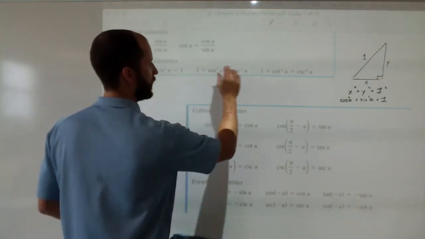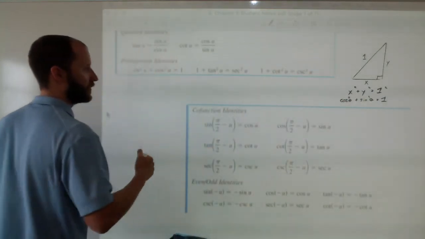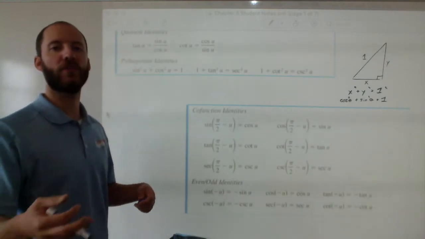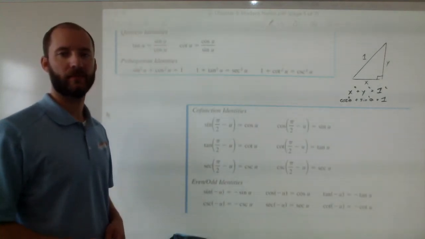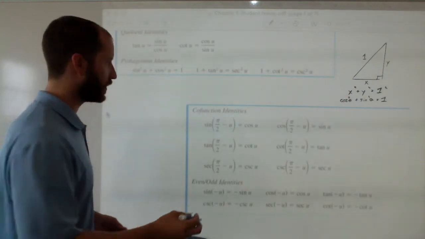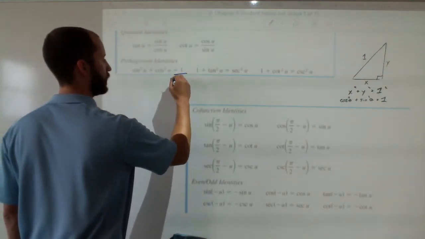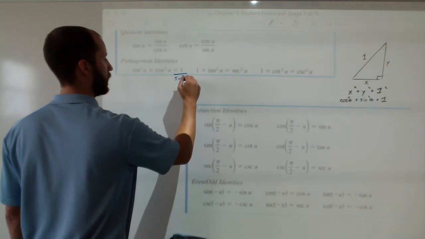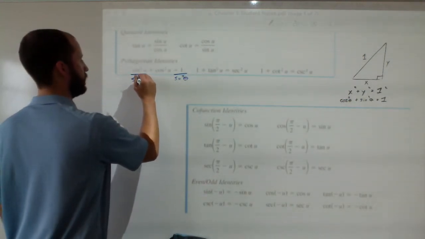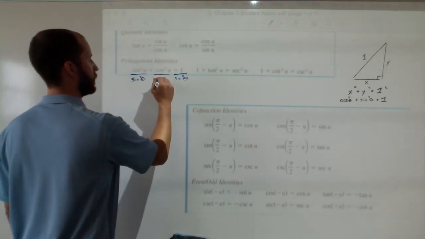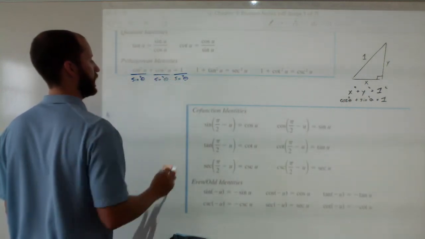To take this 1 and turn it into cosecant. Okay, how would you do that? What would you do to 1 to turn it into cosecant squared? You would divide by sine squared. And then what you do to one side, you got to do to the other side.